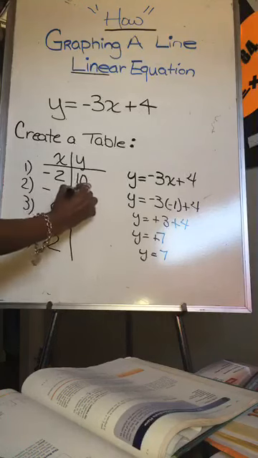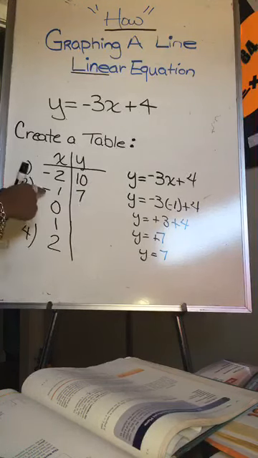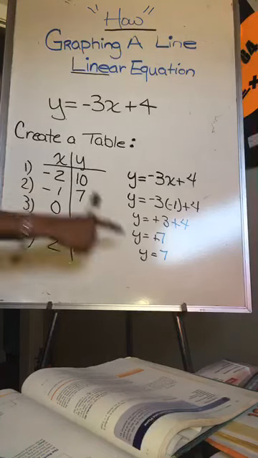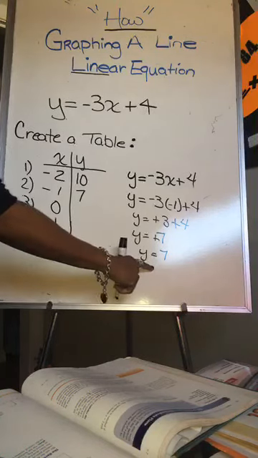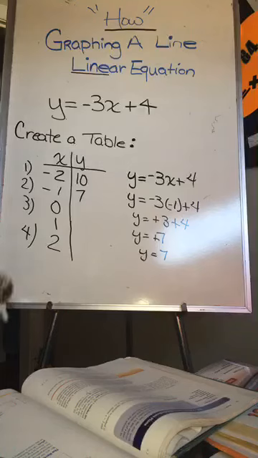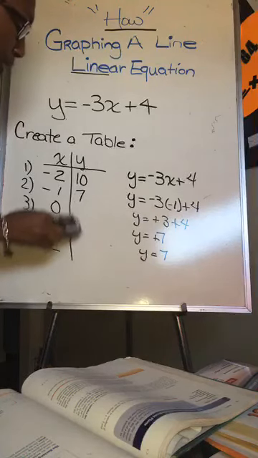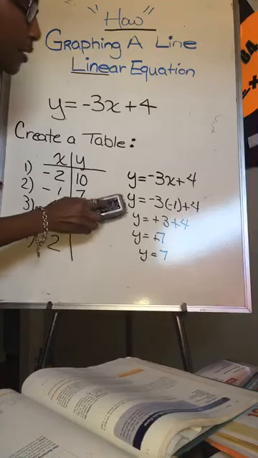All right, so now we just put it here on our table. When we plug in -1 for the value of x, we come out with the result of 7. So we'll keep doing this until we fill in the chart.